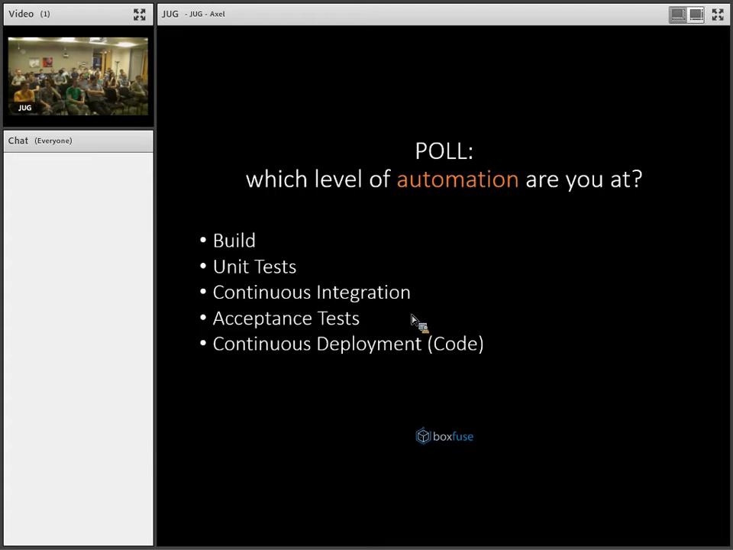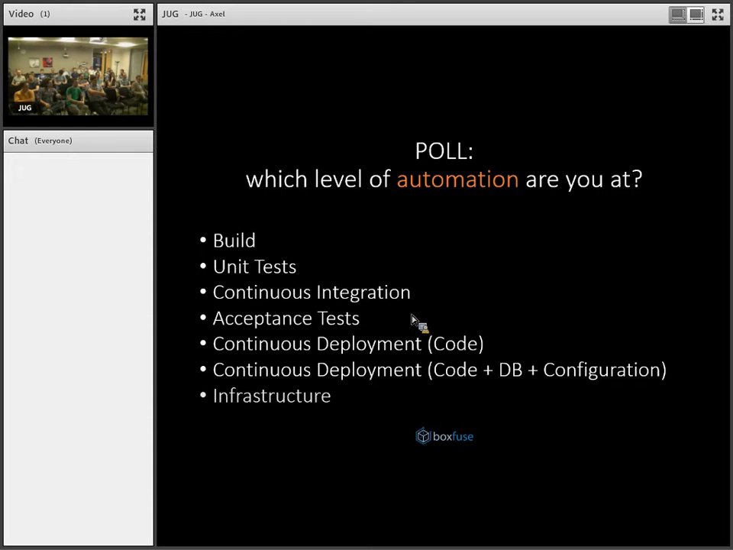Who's doing continuous deployment of code? Okay, we've got 30% maybe left. Who also deploys database changes and configuration automatically? Got a few hands left. Very good. And who's doing automated infrastructure deployments today? Got 1, 2, 3. Perfect.